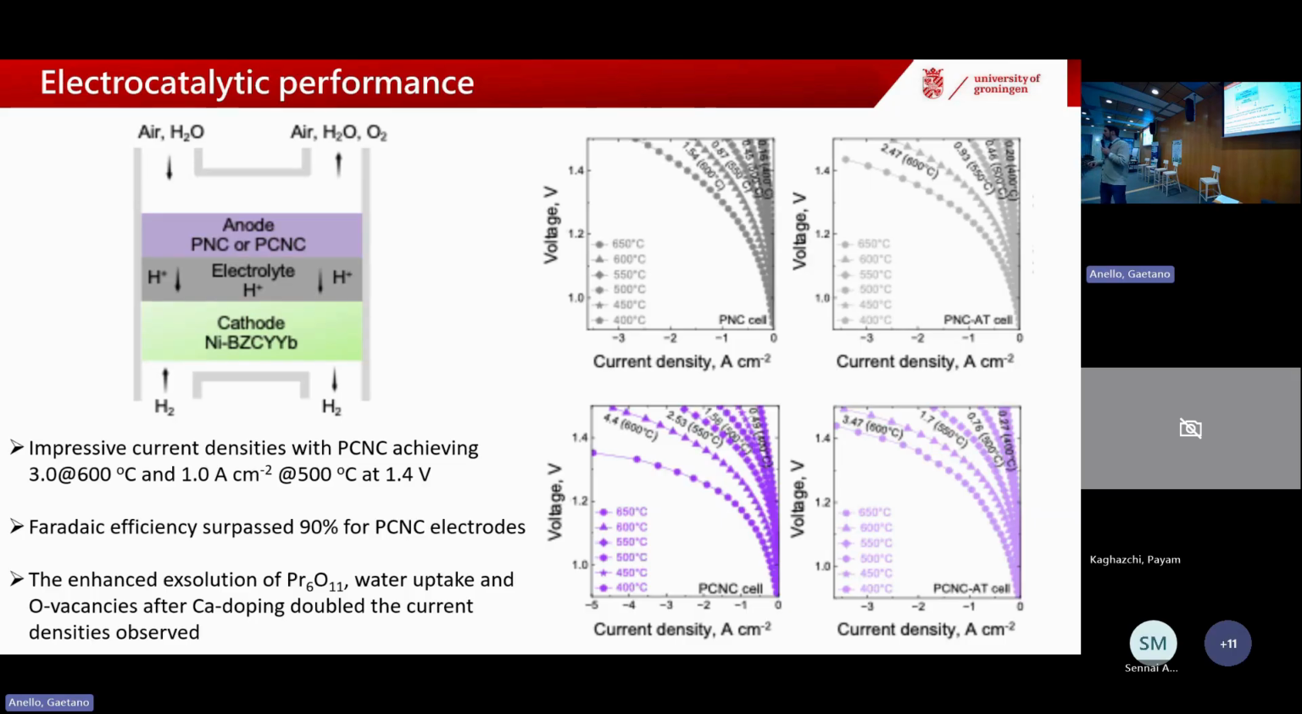This is another key element for us. We want to make protons. The Faradaic efficiencies below 1 ampere exceeded 90%. As you are increasing the current, Faradaic efficiency decreases, but this is a point for other discussion in a different presentation.